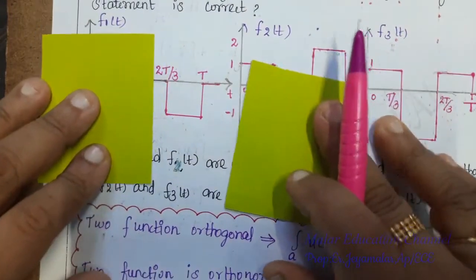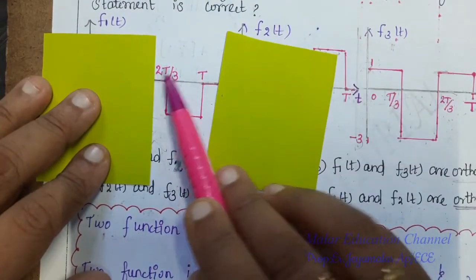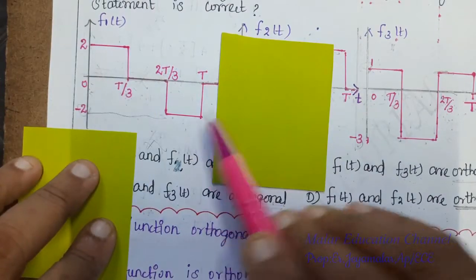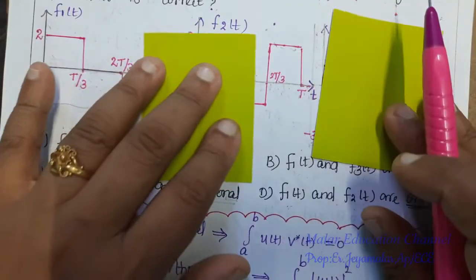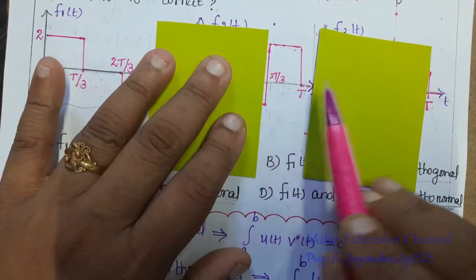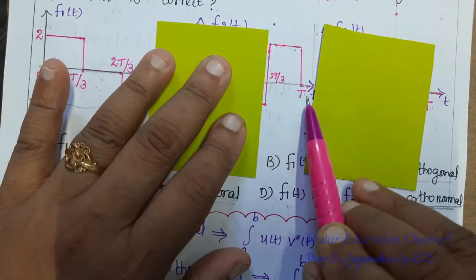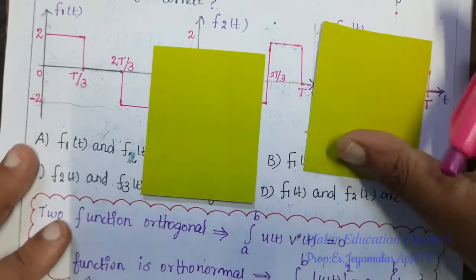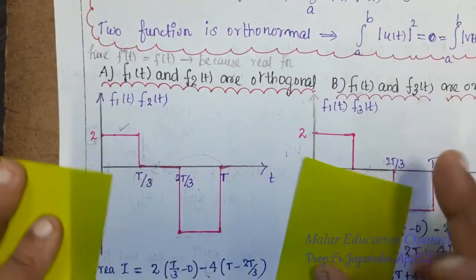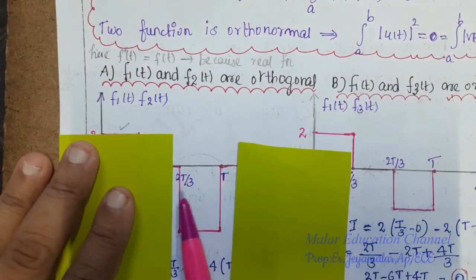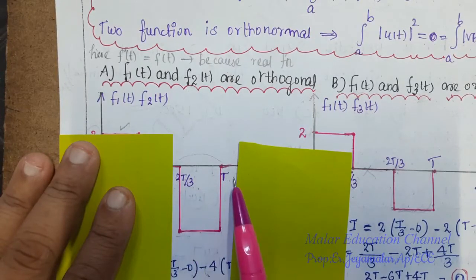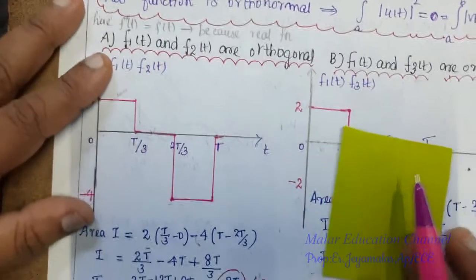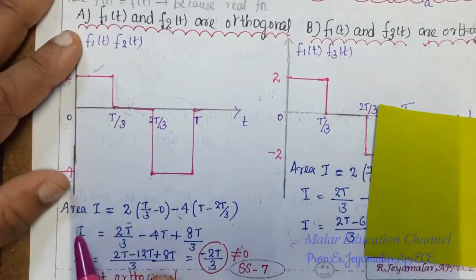Here, limit from 2t by 3 to t. The amplitude is minus 2. Move to the limit here. Minus 2. Here, 2t by 3 to t as limit, the amplitude is 2, isn't it? So, minus 2 into 2 is minus 4. See here. Here, limit is 2t by 3 to t. Here, the amplitude is minus 4. That's a simple concept.